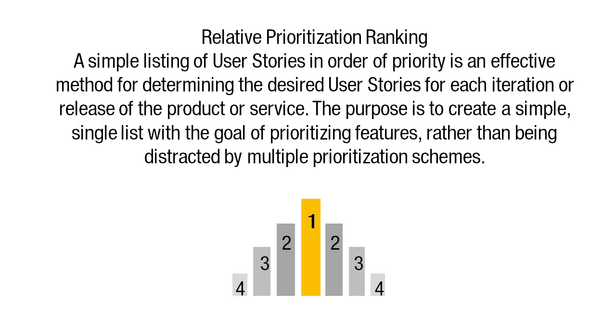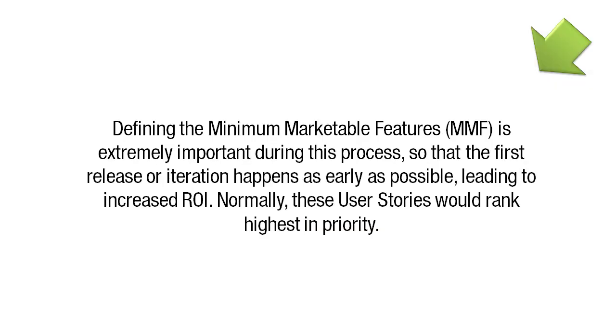Each change or identified risk can be inserted into the list based on its priority relative to the other user stories in the list. Typically, new changes will be included at the expense of features that have been assigned a lower priority. Defining the minimum marketable features, or MMF, is extremely important during this process, so that the first release or iteration happens as early as possible, leading to increased ROI. Normally, these user stories would rank highest in priority.